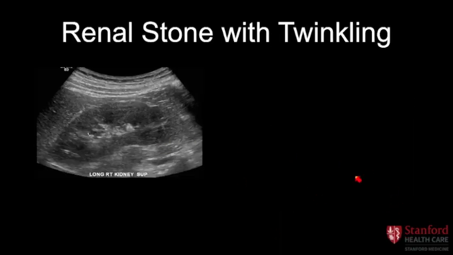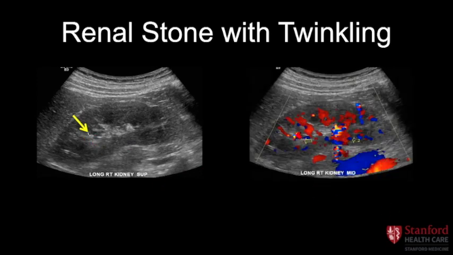Okay, so here are some examples of where twinkling artifact can be helpful. This is a patient who has kidney stones on grayscale. I think it's kind of hard to see. Sometimes stones kind of blend in with the renal sinus fat. The sonographer here put calipers because they thought that was a stone. But with color Doppler, we can see that there's twinkling artifact here, so maybe it is a stone, and there's another spot here with more twinkling artifact that helps us to draw our eye back to the kidney.